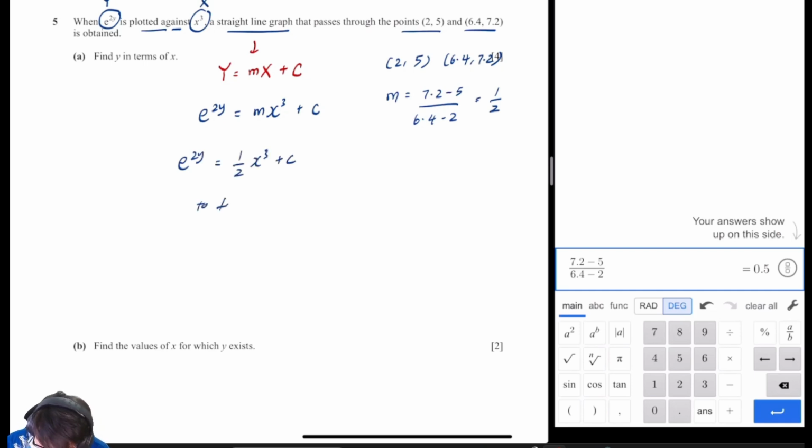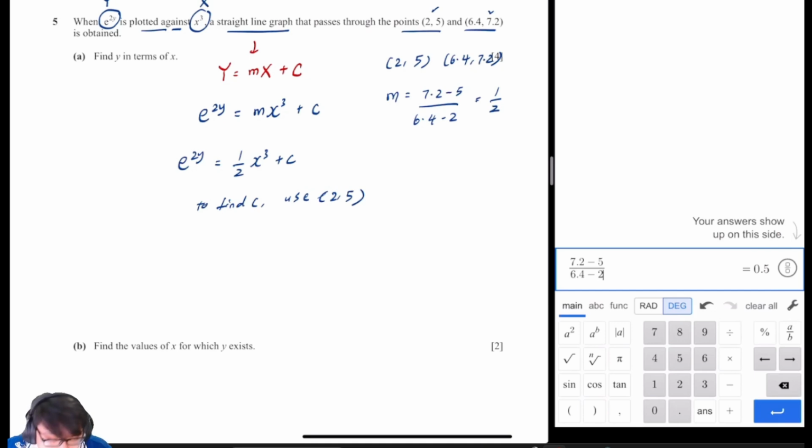To find c, we have to substitute the points. Of course, I won't be using the second one, I'll be using the first one, but either way works fine. So 2, 5. And remember, students tend to make the mistake where they treat this entire thing like x and just replace the x inside with the 2, then they cube the 2, and eventually they get the wrong answer, because that is not the case.